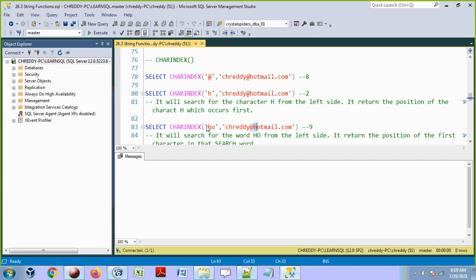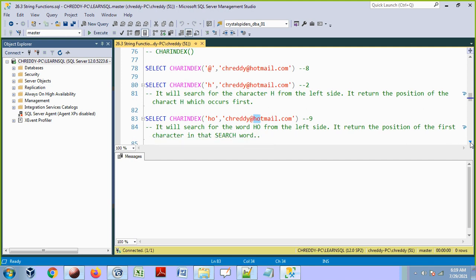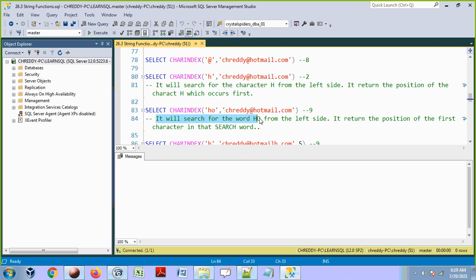So it's very simple, guys. I am looking for the word and it is identified. In that word, what is the first character? H. Then return the position of that H. That's it. So it will search for the word HO from the left side, from the first character onwards.